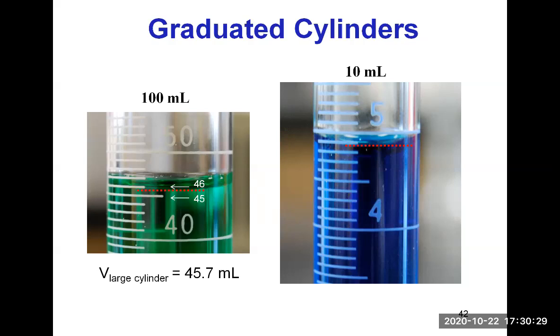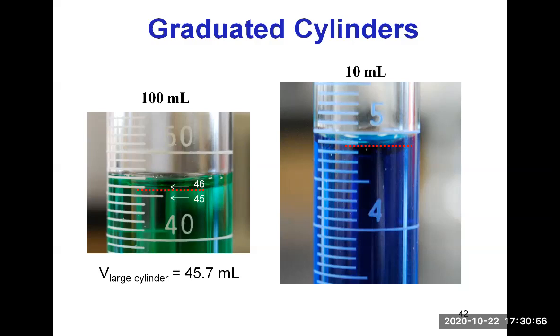So the volume here in the large cylinder would be estimated at 45.7, but maybe someone else would say 45.6 or 45.8, right? So the last digit here is the estimated digit. It's the one that carries the uncertainty. And that's the one to which you add 1 and subtract 1 to get the range where you know for sure your volume is.